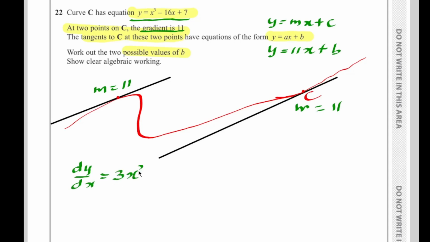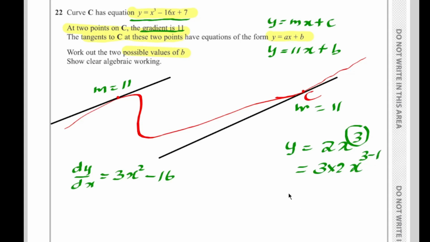3x squared minus 16. So those who don't know how to do the differentiation, if you are having an equation like this, let's say this is your equation, 2x cubed. Then we differentiate in this way. We start off with the power 3, multiply by the coefficient, and subtract 1 from the power. And then it becomes 6x squared.